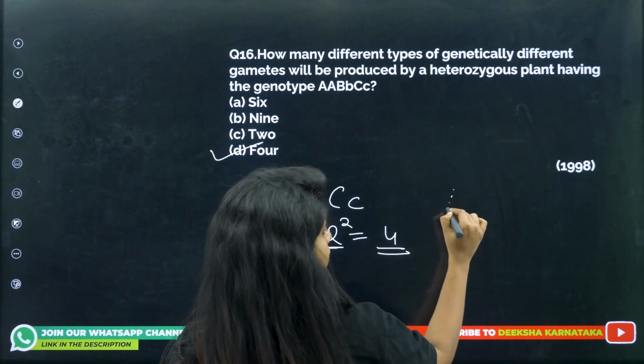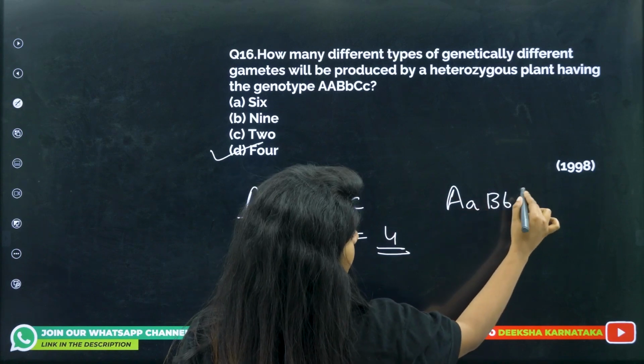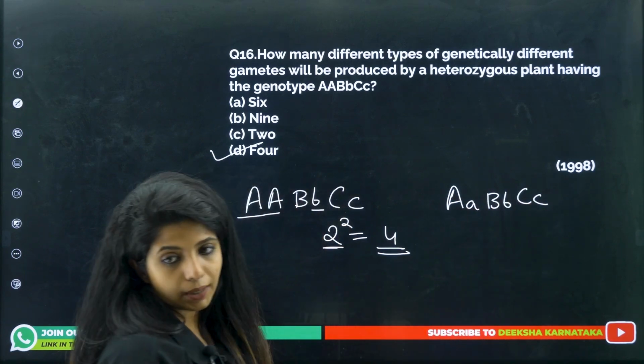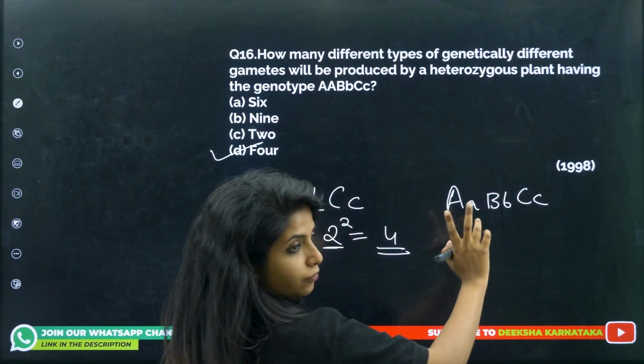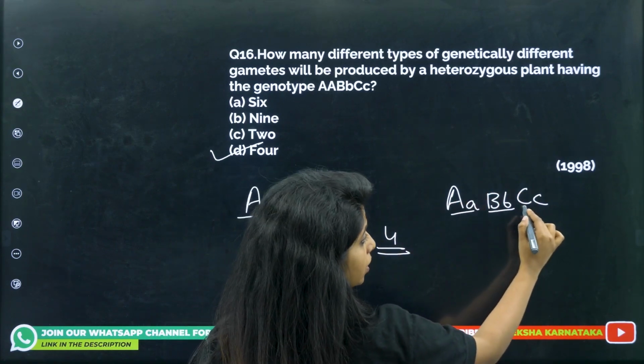For example, now if the condition was like this, AA, BB and CC. Over here, if you see, there are 3 different types of heterozygous condition. This is heterozygous, this is heterozygous, this is heterozygous.